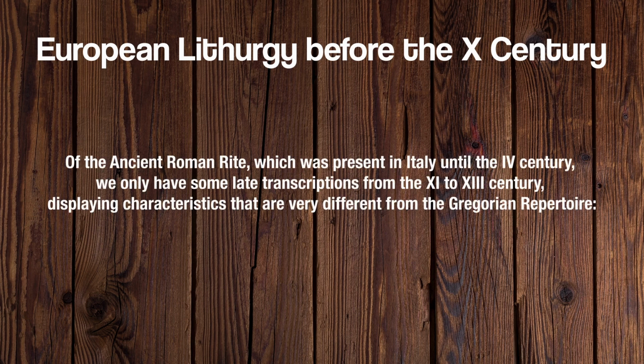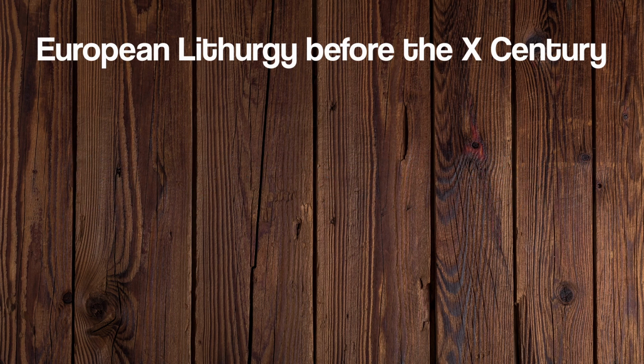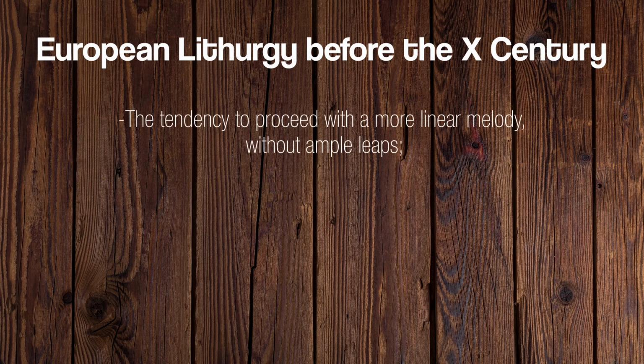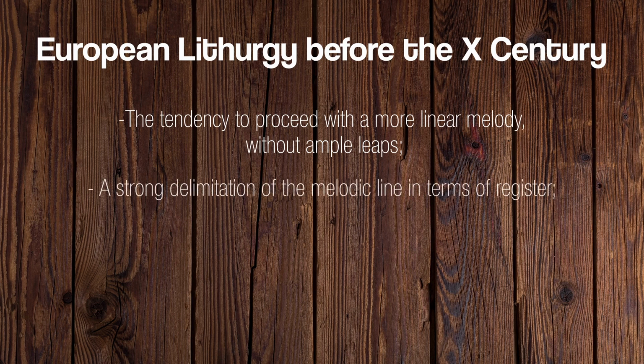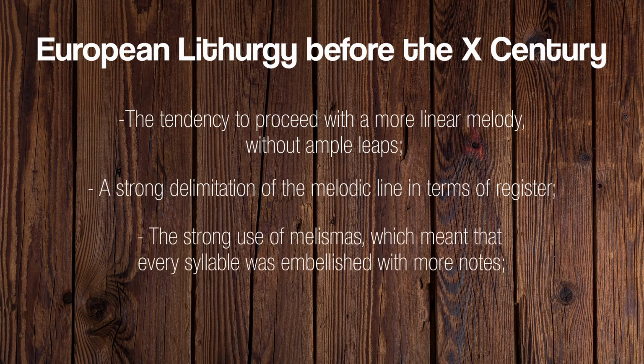Of the ancient Roman rite, which was present in Italy until the 4th century, we only have some late transcriptions from the 11th to 13th century, displaying characteristics that are very different from the Gregorian repertoire. The tendency to proceed with more linear melody without ample leaps, a strong delimitation of the melodic line in terms of register, the strong use of melismas, which meant that every syllable was embellished with more notes.